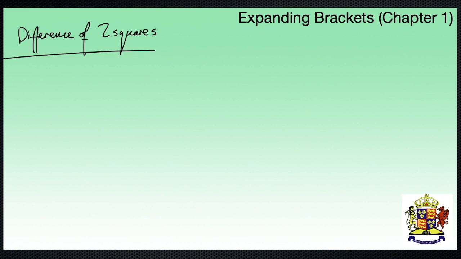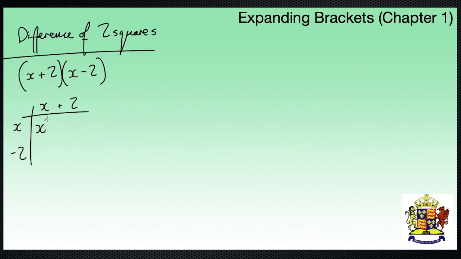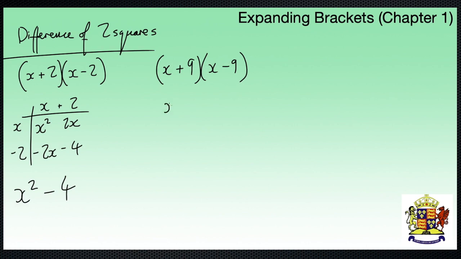And you'll have seen this before, but it is something you need to keep in your mind all the time with algebraic manipulation. x plus 2, x minus 2, when I expand these together, we have a first term of x squared, we have a positive 2x, a negative 2x, and a minus 4. This simplifies to x squared minus 4. And hopefully, by knowing this, you can very quickly expand brackets like this.